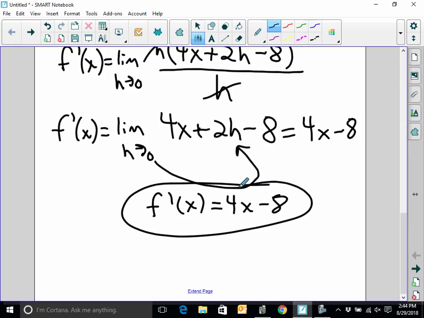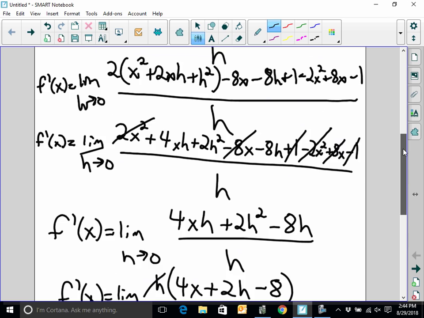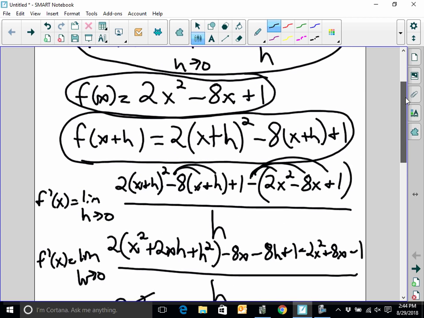Now, this is really a lot of work to get this. What I want you to do is take a look at that answer of f prime of x equals 4x minus 8. Sorry, 4x minus 8. Take a look at our original function up here of f of x equals 2x squared minus 8x plus 1. Is there a shortcut to go from f of x to f prime of x? Think about it. See if you see anything.